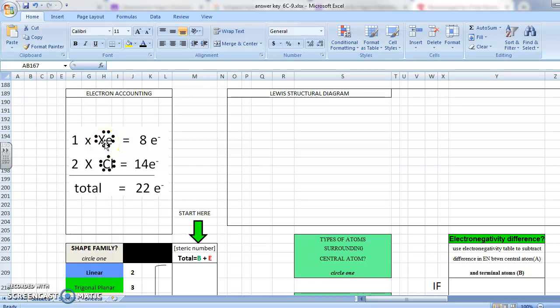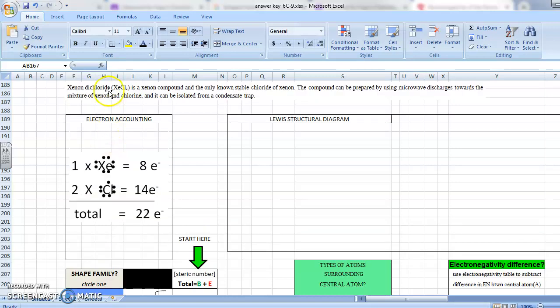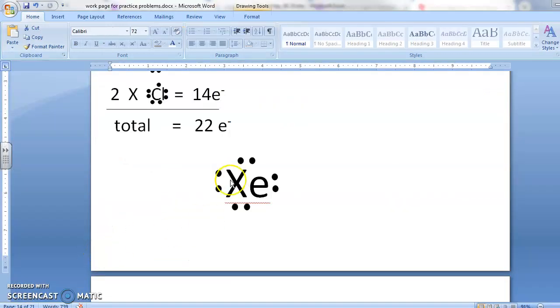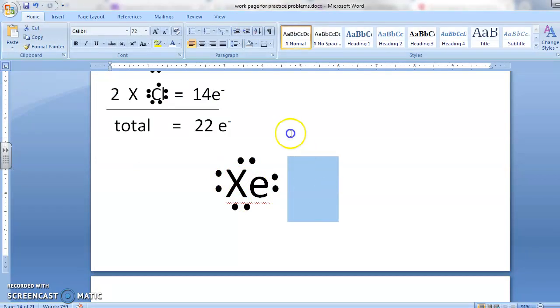Although xenon doesn't want to make any bonds, the formulas give it away when you have an element followed by several additional elements. The first element is usually the central atom. So we'll put xenon in the middle, and then we will attach the chlorines to it. So here's our xenon. We surround it with 8. We'll now attach some chlorines to it.